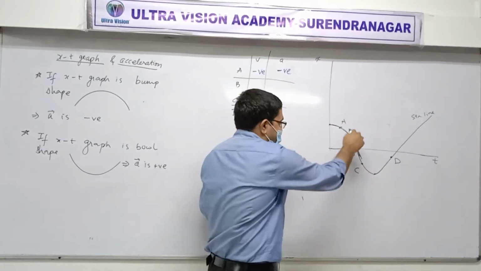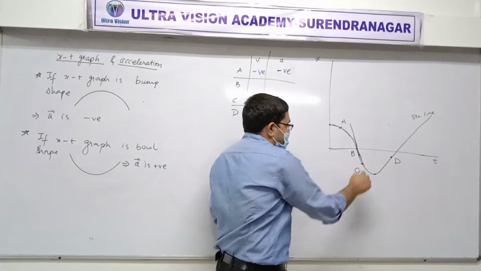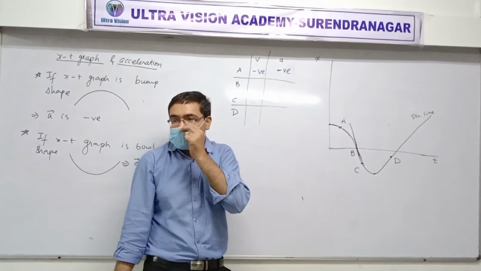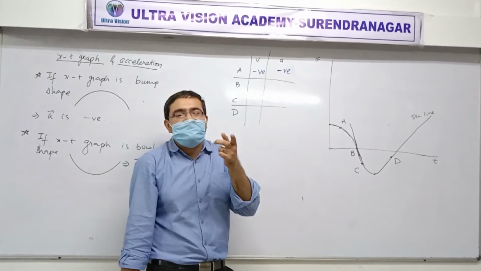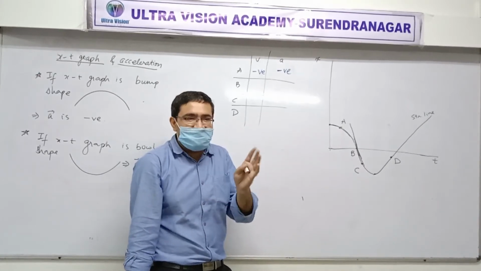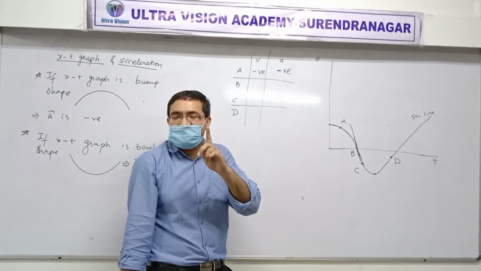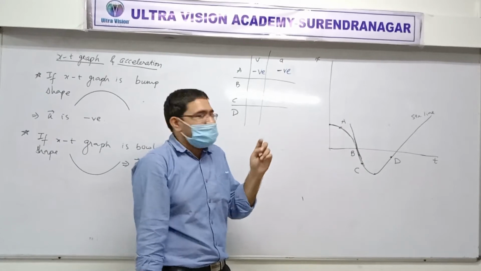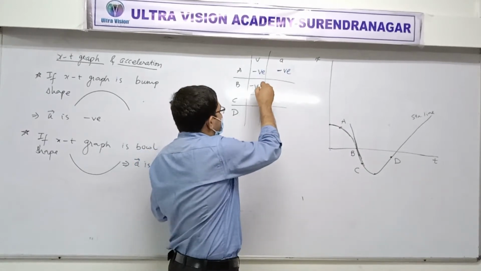So look at this line. Is the slope of the tangent negative or positive? Negative. And the slope of the tangent of an x-t graph is velocity. Remember everyone? Yes. So velocity at this point is negative.